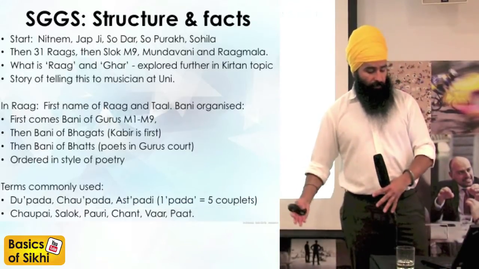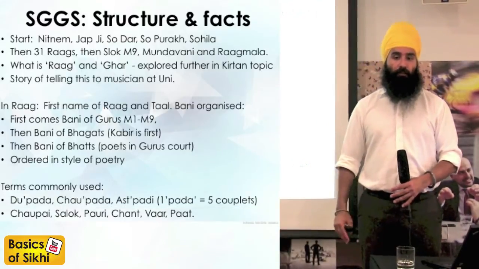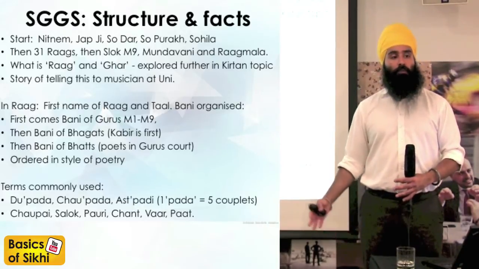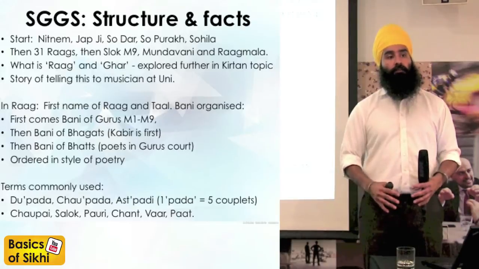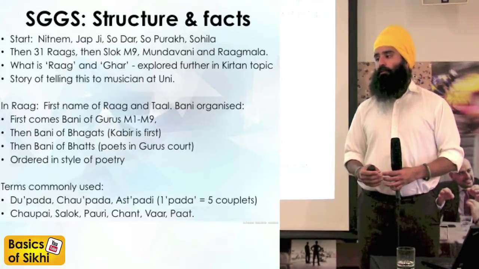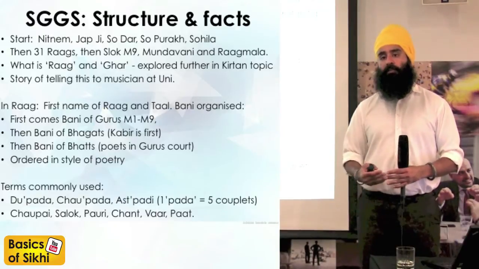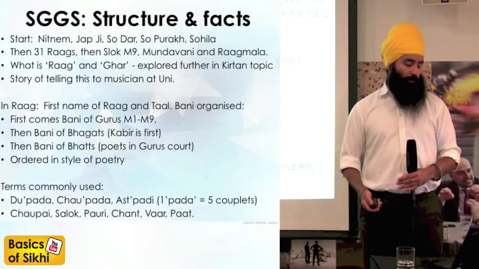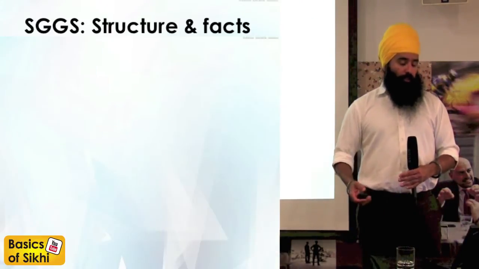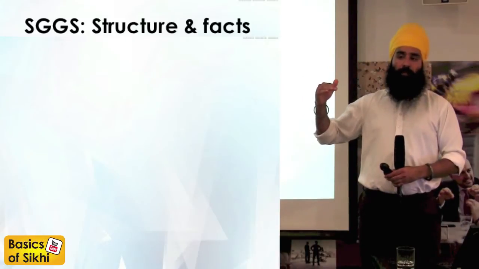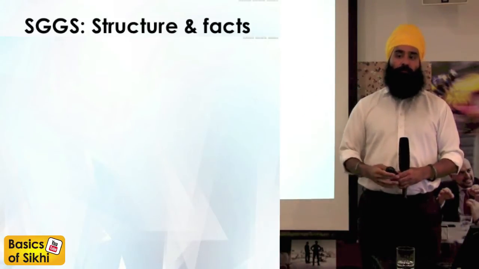Chopai, Salok, Chant, Var. These are all styles of poetry. Very common at that time. Guru Sahib uses the same terms there. I'm sure there's something similar in English as well. If you were a poet, you'd know. You know, a 3-line thing might be different to a 4-line verse. See what I mean? Stuff like that. So it's organized by who wrote it, and it's also organized by the style that they wrote it in.